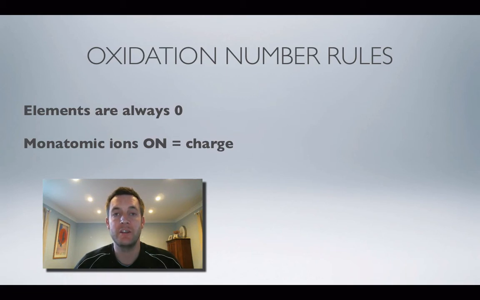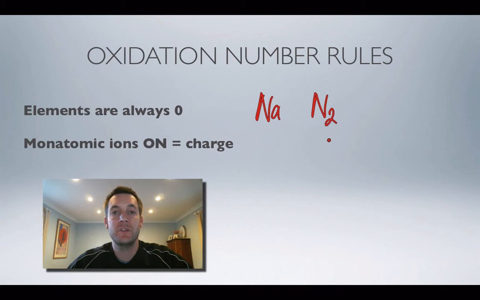Here are the first two. They're the simplest rules, not that the others are particularly hard. The first of these rules is that elements are always given an oxidation number of 0. So sodium has an oxidation number of 0. Nitrogen atoms in nitrogen molecules also have an oxidation number of 0. Any element I choose to mention will have an oxidation number of 0.